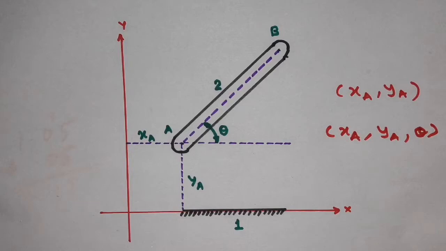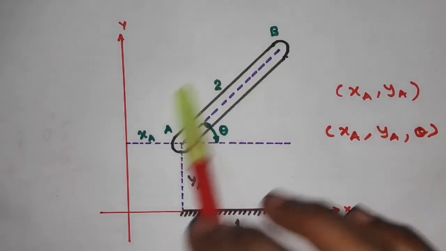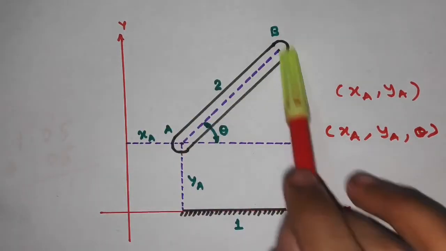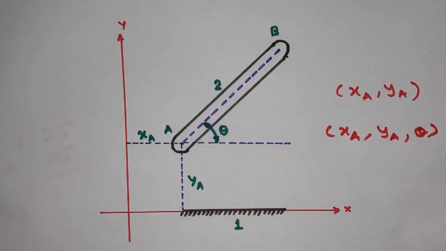Thus it can be stated that an unconstrained, now I have not constrained this because this particular link 2 is free to move anywhere in 2D space. So an unconstrained rigid link in the plane has 3 degrees of freedom, that is, one along X, one along Y, and the next is the angle theta. So we have 3 degrees of freedom.